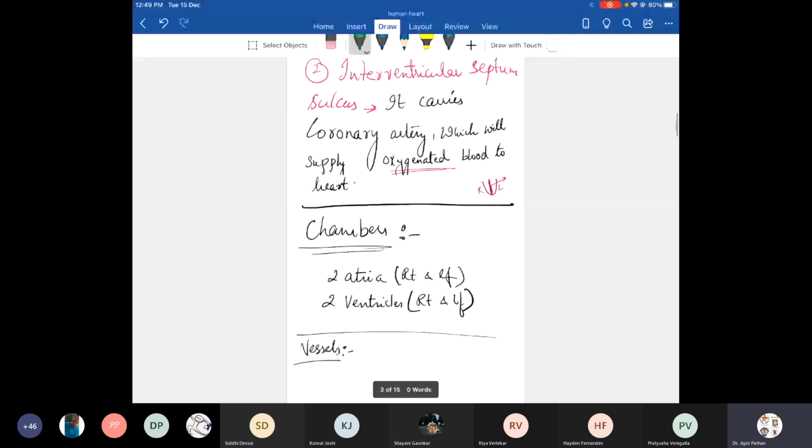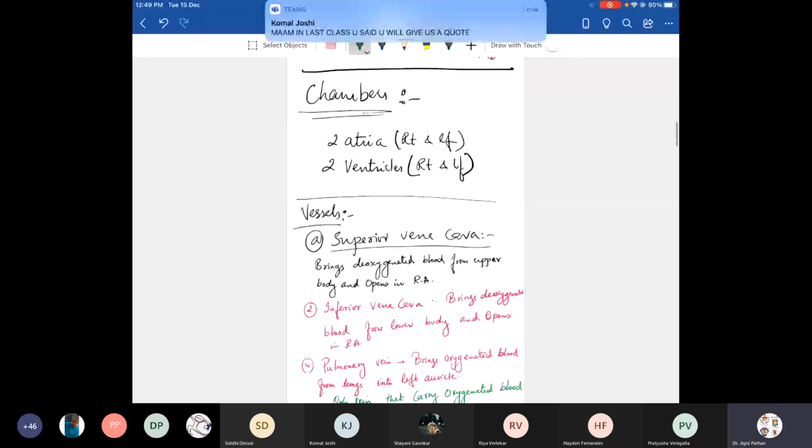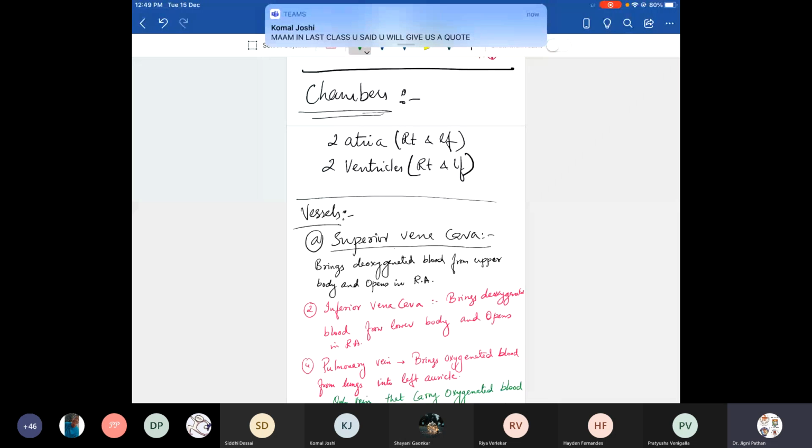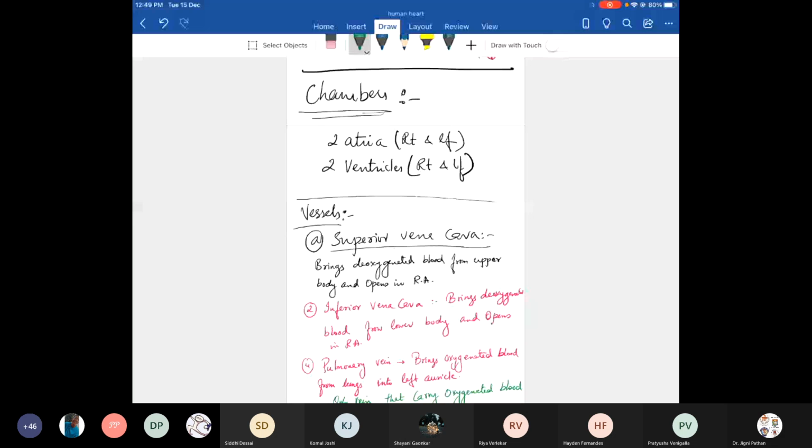Next, chambers. There are two chambers, that is two auricles and two ventricles. Right auricle, left auricle, and two ventricles, which is right ventricle and left ventricle.